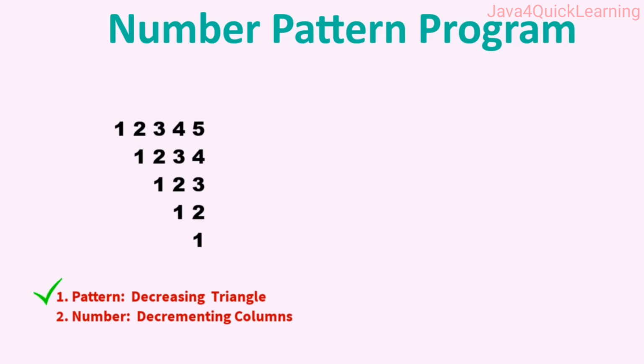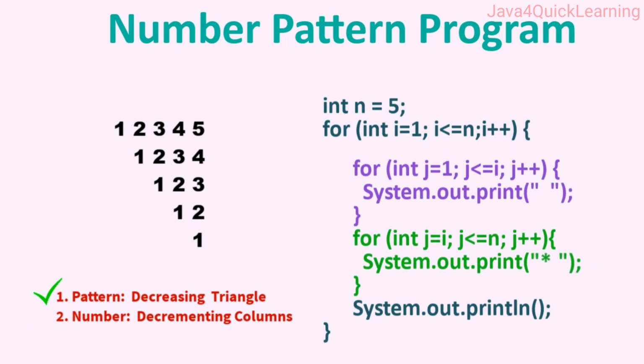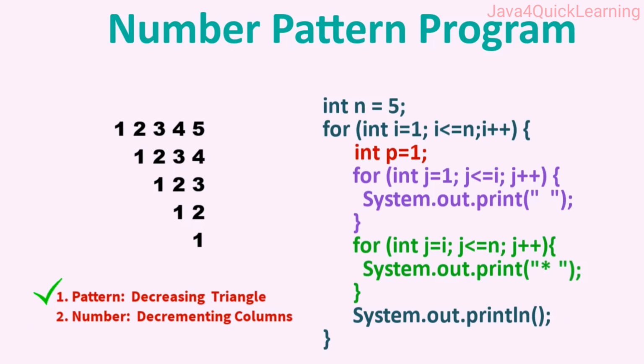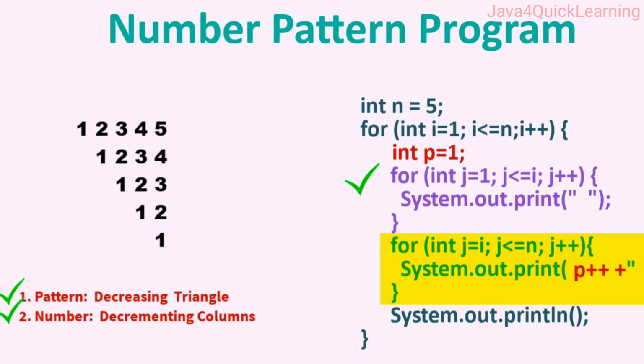Now how does it work for this pattern? Here again we will get our code for this pattern. We will initialize p to 1 the moment we enter inside the first loop. There is no change in the loop for space. We will go to the loop which prints star and instead of star, we will print p++.